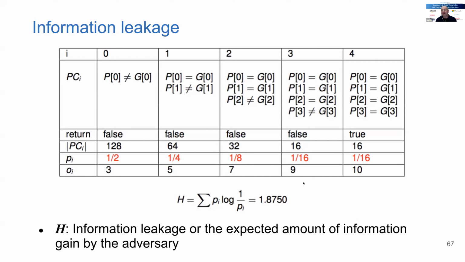Based on the entropy distribution, it reduces the uncertainty about the secret, looking at one execution, by 1.87 bits. So you can say that we had 4 bits of uncertainty initially. Now we have 2.1 or something, right? So we leaked information.